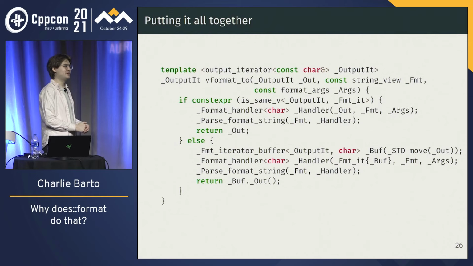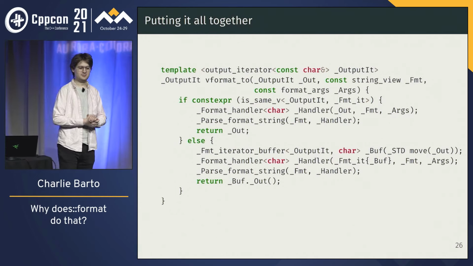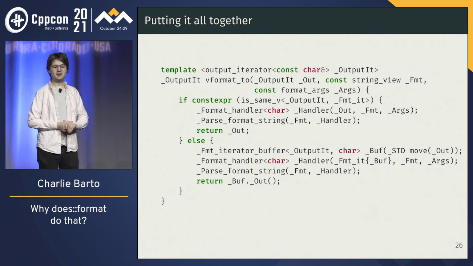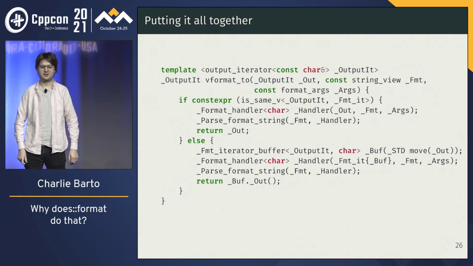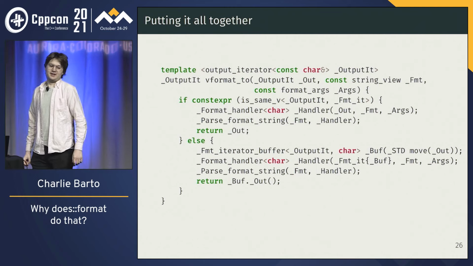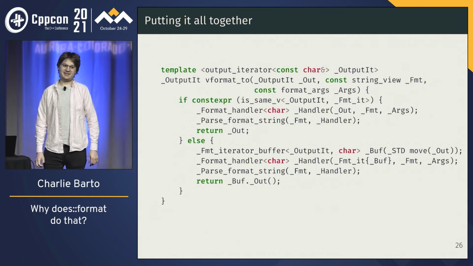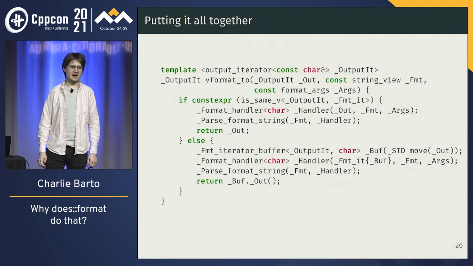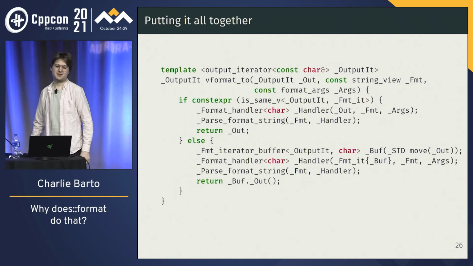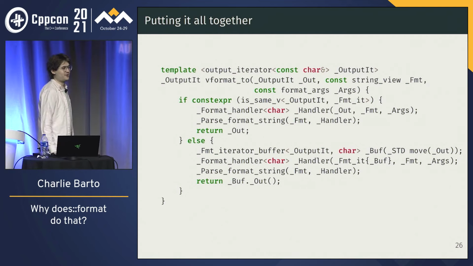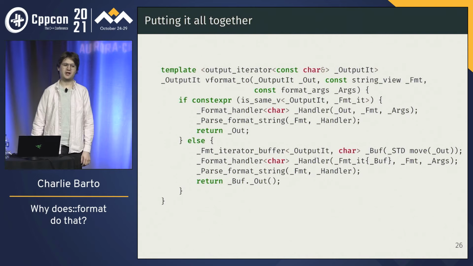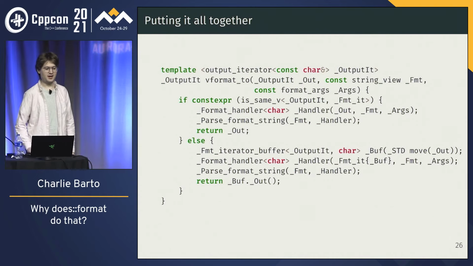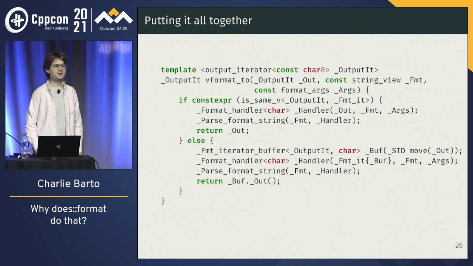So now that we have this special buffer type, we change vformat2. Instead of just calling format handler and parse format string, it's going to check if we already gave it an output iterator into a format buffer. If we did, we're just going to use that so that we don't double wrap it. Otherwise, it's going to make a new iterator buffer from your output iterator, form an output iterator into that, and then call parse format string. And thus, the full type of the output iterator that actually gets used is the same no matter what.